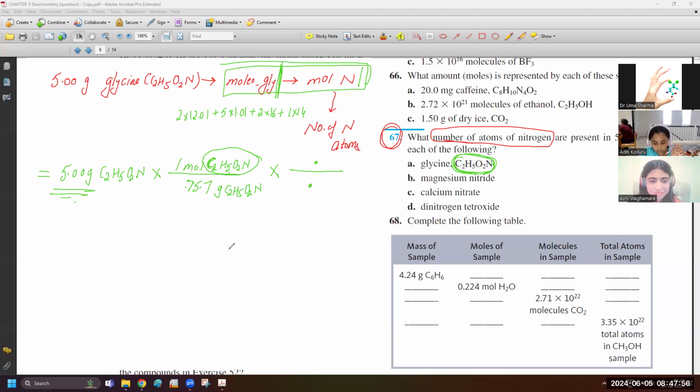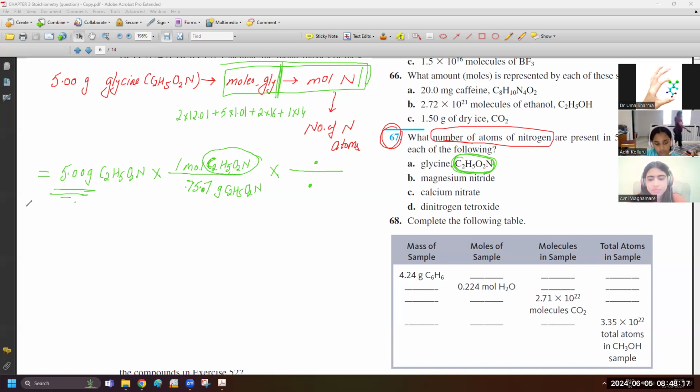Oh, no, no. We are not done with this question, dear. We are still doing it. Aditi, how much is the molar mass? 75.07. Is it 0.7? I think it should be 0.7. Yes, you're right. Thank you.